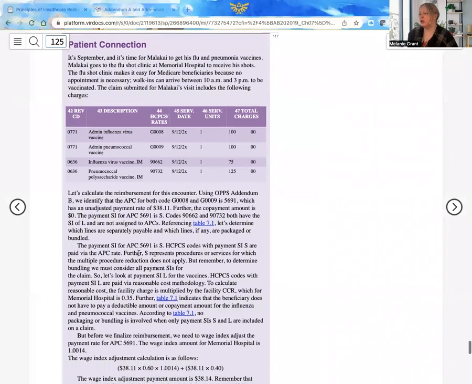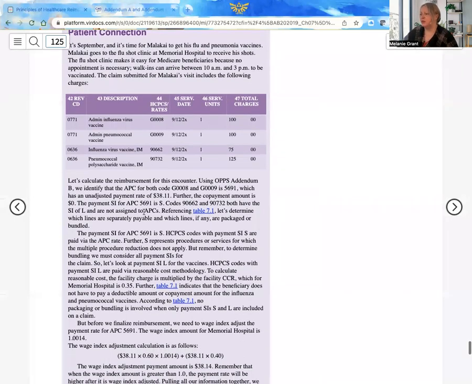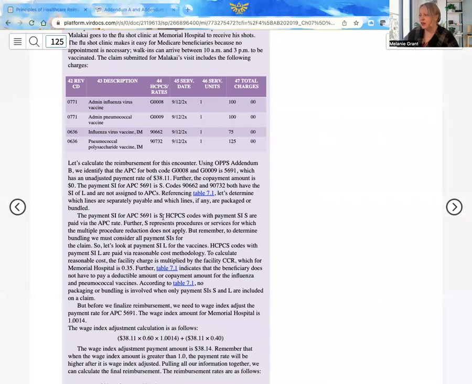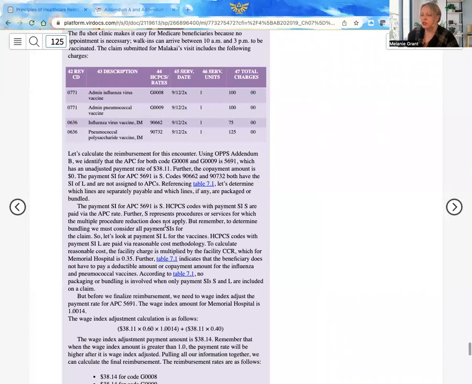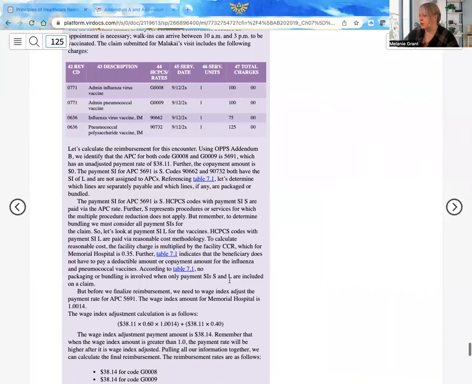At this point, we're going to determine which is separately payable or packaged and bundled. Since the status indicator of APC 5691 is S for the HCPCS codes G0008 and G0009, this is where we're going to look at the payment of $38.11 unadjusted for each of these. Also, because it's a status indicator of S, there's not going to be a reduction in services, so they're going to get 100% payment on each of those. And that's where this 100% will apply.